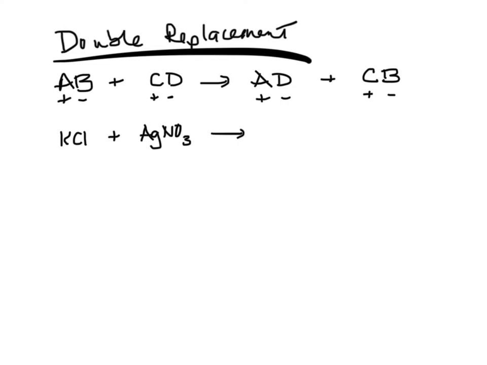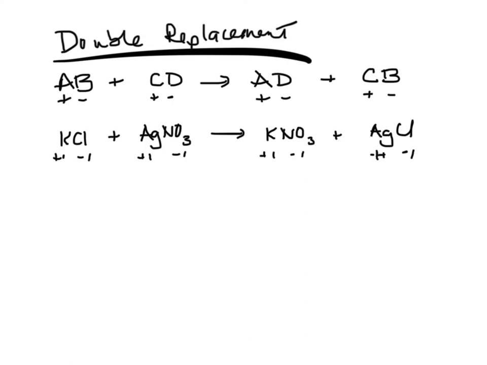This would form potassium nitrate and silver chloride. Notice potassium's +1, chloride's -1, silver's +1, nitrate's -1, so that when we put them together, they automatically have the right plus-minus combinations, and so we end up with neutrally charged, correctly written formulas.